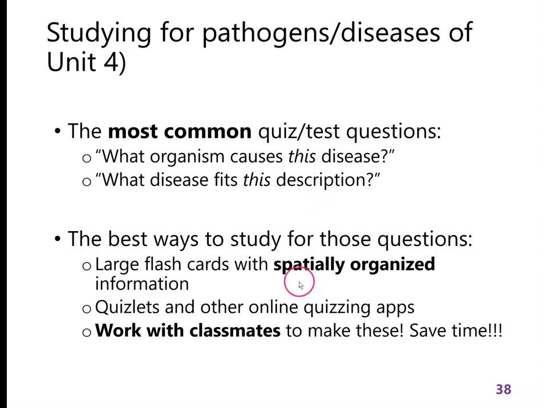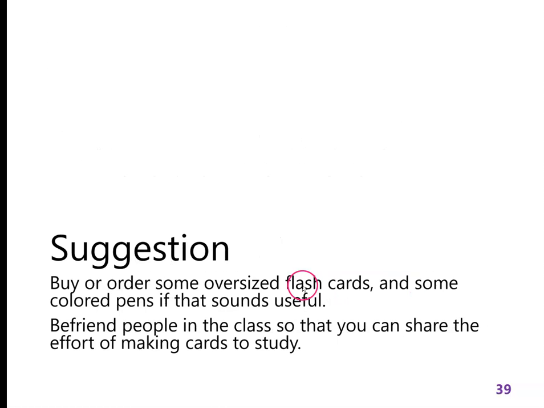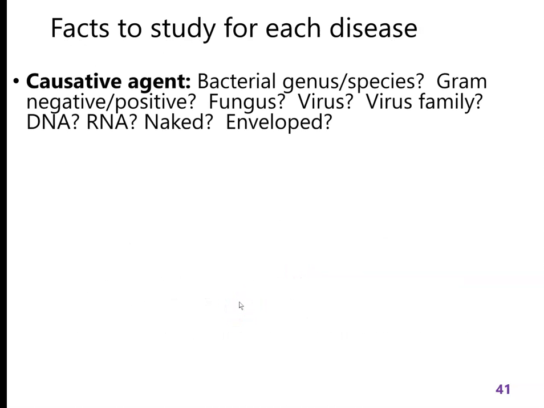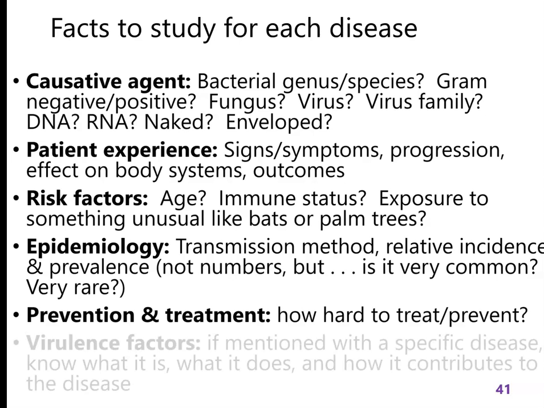And so the best way to study for this is to memorize as much as you can about each disease, and I'll help you do that in a systematic way. But what a lot of students have showed me is that they get large flashcards and they spatially organize the information. So in one corner, they might put, well, let's come back to that. I just want to skip ahead to this slide.